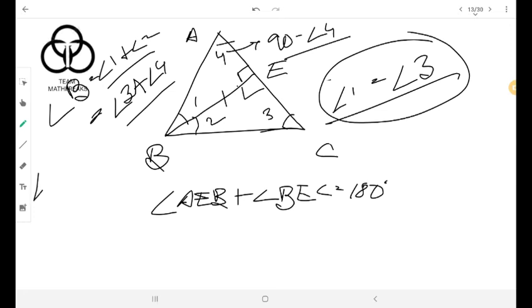So angle B can also be written as twice of... You just think again. What is the value of angle B? From this, what is the value of angle B we are getting? 90 degrees. Is it clear or do you have doubts?